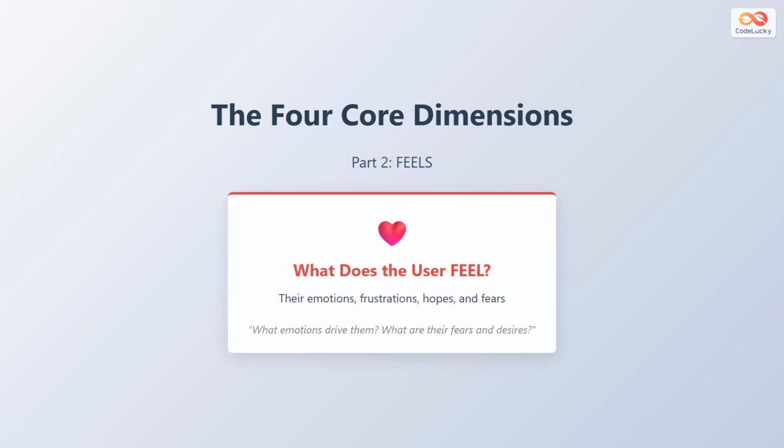The second dimension is what the user feels. This goes beyond thinking to explore emotions, fears, hopes, and frustrations. What makes them anxious? What excites them? What do they desire? Emotions often drive behavior more than logic, so understanding the emotional landscape is crucial for creating products people actually want to use.